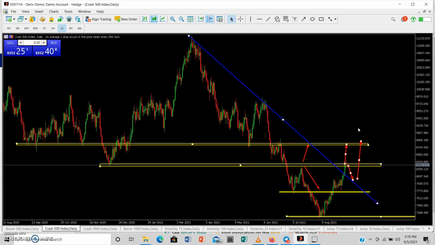So holding on to buy positions would be best if you don't want to trade both these sells, these retracements. You can just place your buy trades and hold all the way up.